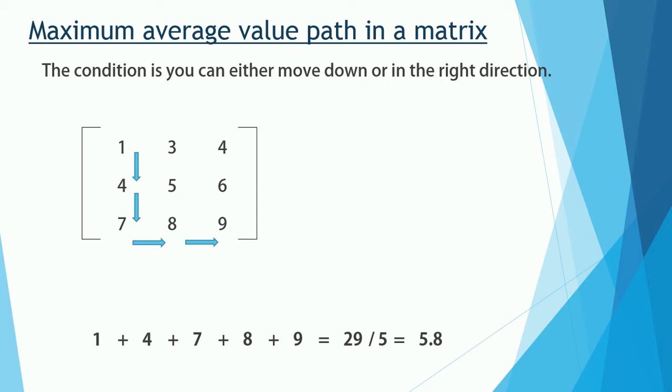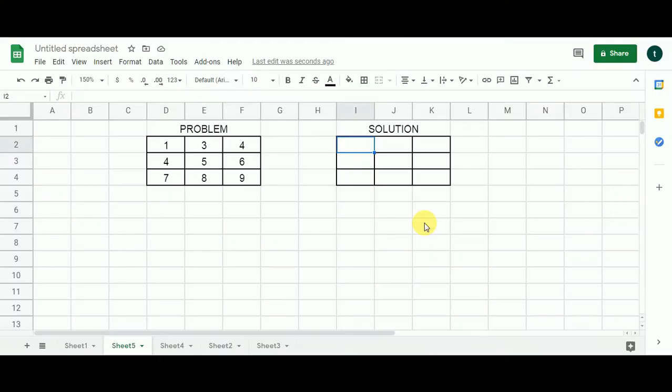Now let's switch to the framework and solve this problem. To find the average, we need two components, the numerator and the denominator. Now, if we observe this problem matrix carefully, then we are going to realize that it doesn't matter which path we follow from the top left corner to the bottom right corner, the number of elements that we are going to come across is going to be the same.